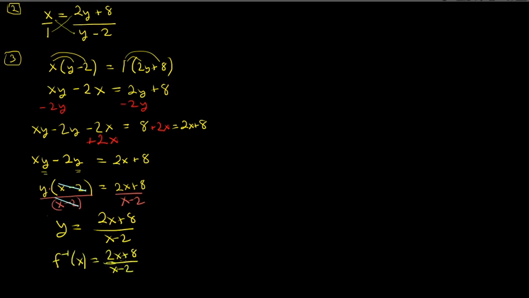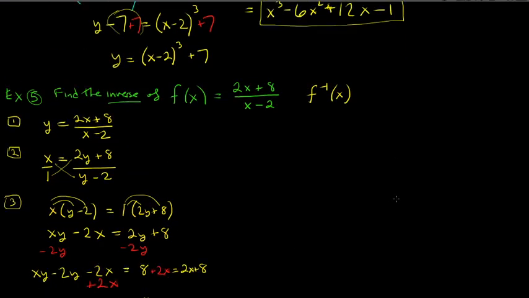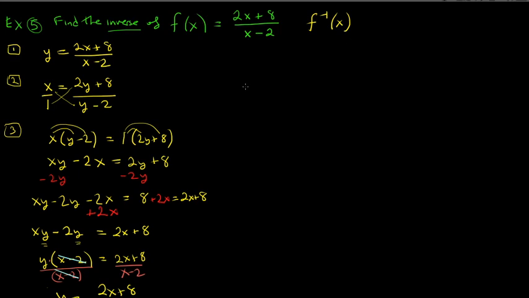Sorry, it's not a minus sign. That's just a fraction. 2x plus 8 over x minus 2. So that's our answer, right? So f inverse of x is just 2x plus 8 over x minus 2. Now, you might think, wow, we found the inverse and we got back the original function.